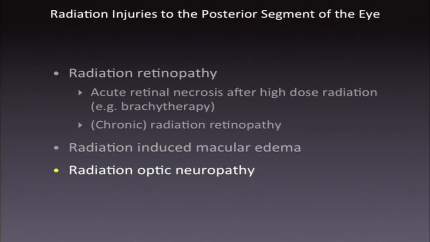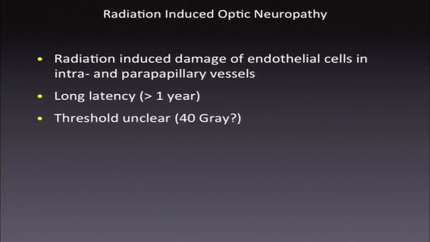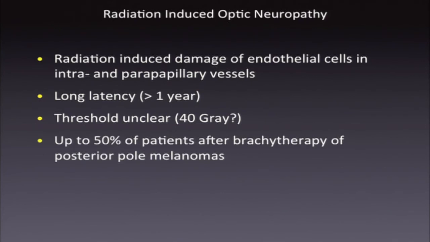To my knowledge, there is no real staging. Radiation-induced optic neuropathy occurs as a result of damage to intra- and peripapillary vessels around the optic nerve head. And again, there may be a long latency of appearance. Again, there's no real knowledge of the threshold, and it would be a real advantage if, by discussion here in this meeting and further meetings, we could find out what the real threshold is. This is something sometimes subject of lawsuits, as we all know.